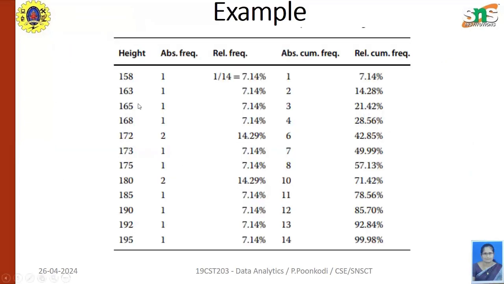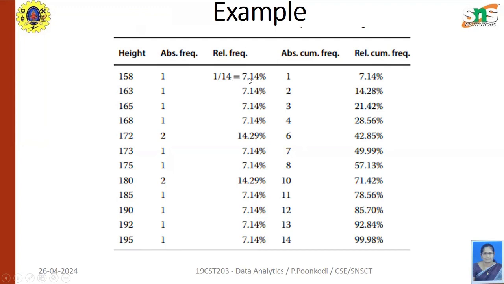For this, consider that the height is given in this column, along with the absolute frequency. Absolute frequency is nothing but the number of times that particular height is present in the table. The 172 and 180 alone are repeated. And the relative frequency we have to calculate: the absolute frequency divided by the total number of observations. If you count all of these, the denominator will be 14. Based on that, you calculate the relative frequency.